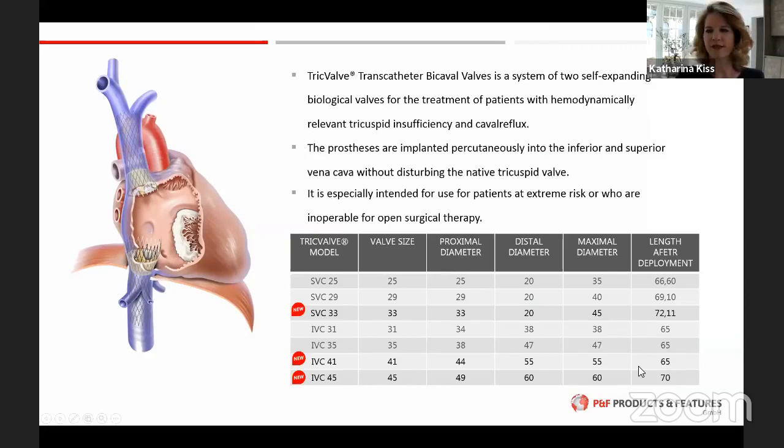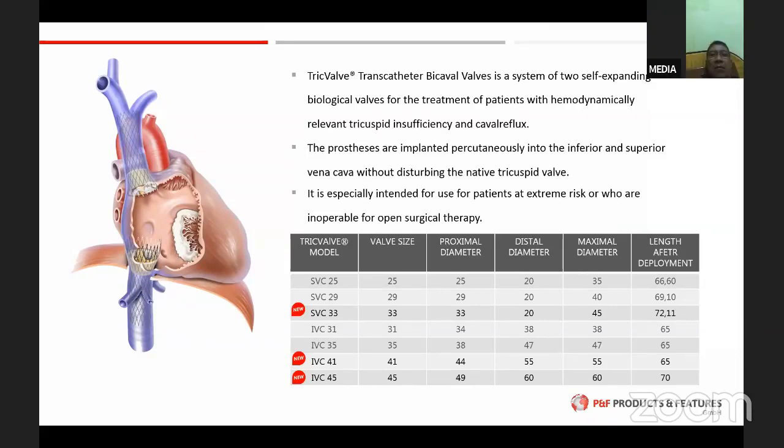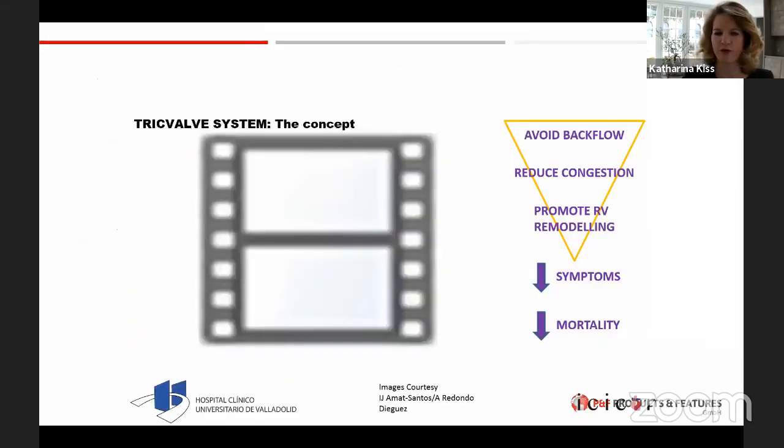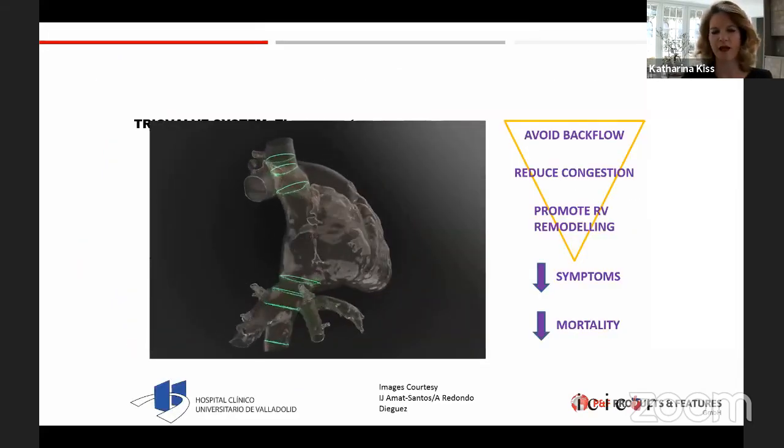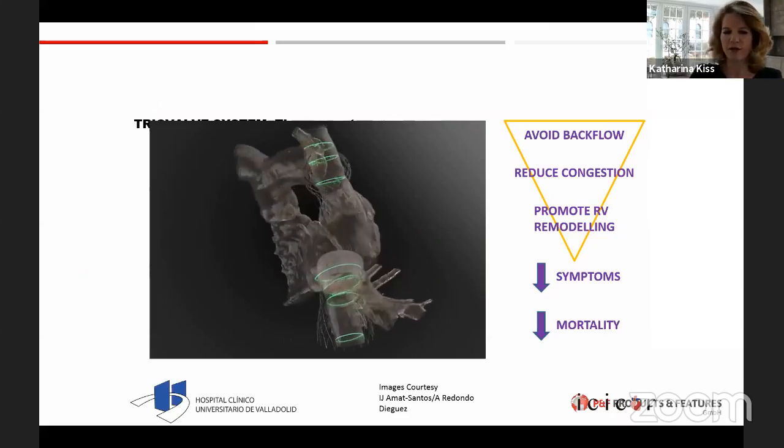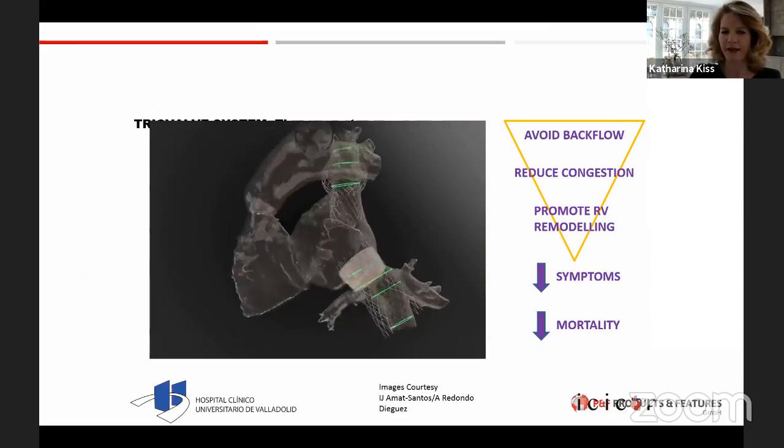TricValve comes in several sizes, thus enabling us to treat a huge variety of anatomies and patients. As I said, it consists of 2 self-expanding biological valves, and it's especially intended for patients at extreme risk or who are deemed inoperable for open surgical therapy. This is how it should look once your valves are properly implanted.